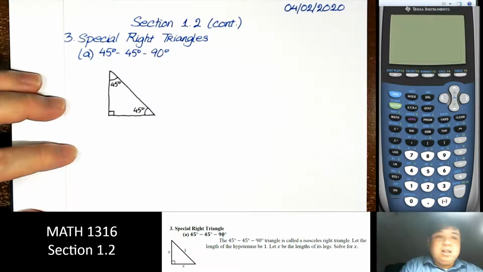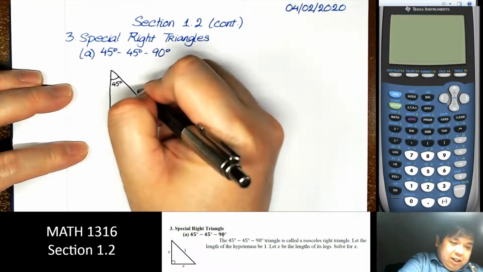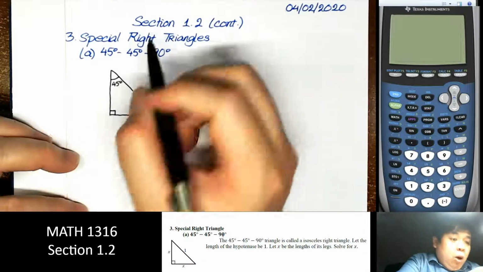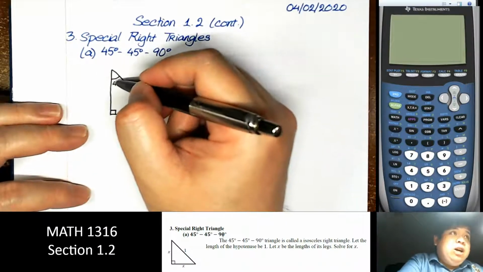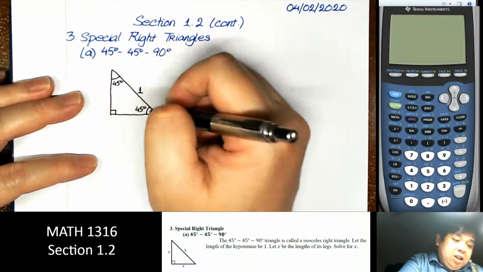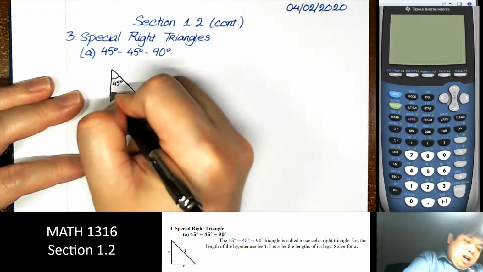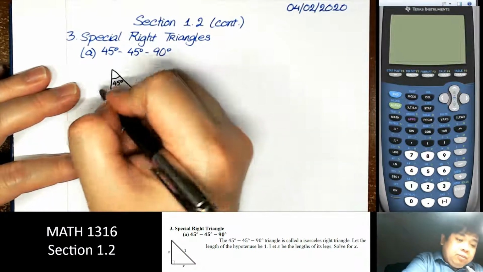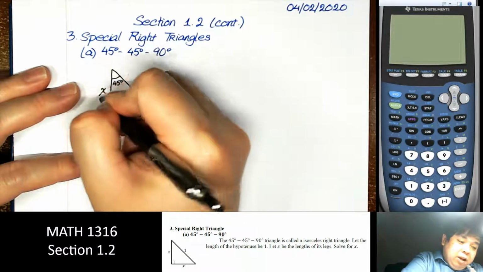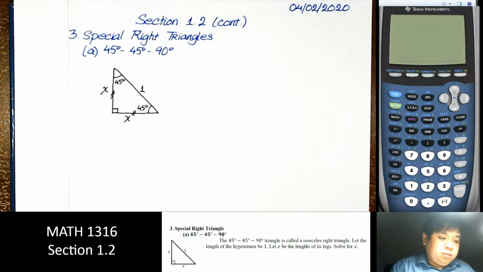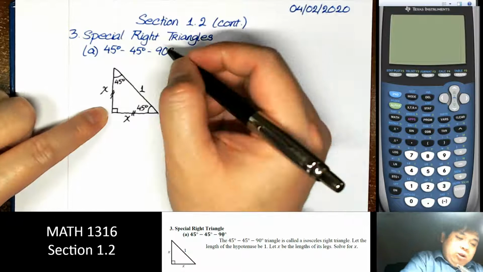In this example, let's say the hypotenuse is going to be 1. Right. The theorem says that the bigger angle will face the longer side. Since these two angles are equal, the sides are equal. So this side and this side have the same length. Let the length be x. Now we want to solve for x.